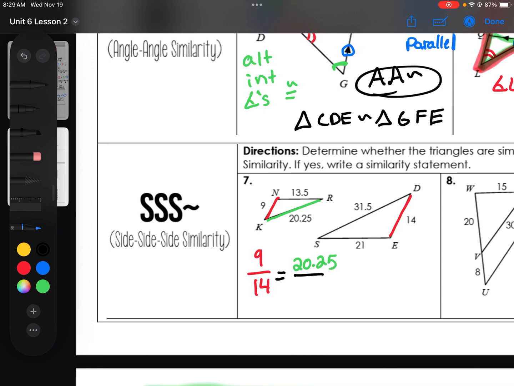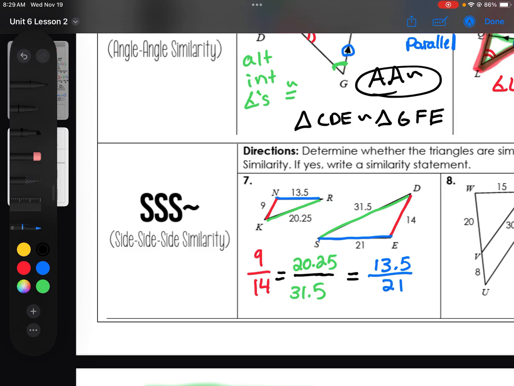Pause the video at this time, see if you can set up the other two. I'm going to keep going now, though. And this is 31.5. And then you've got 13.5 on the top because it's from the small figure. Or sorry, not the small side on the large figure, but the corresponding side on the large figure would be 21.